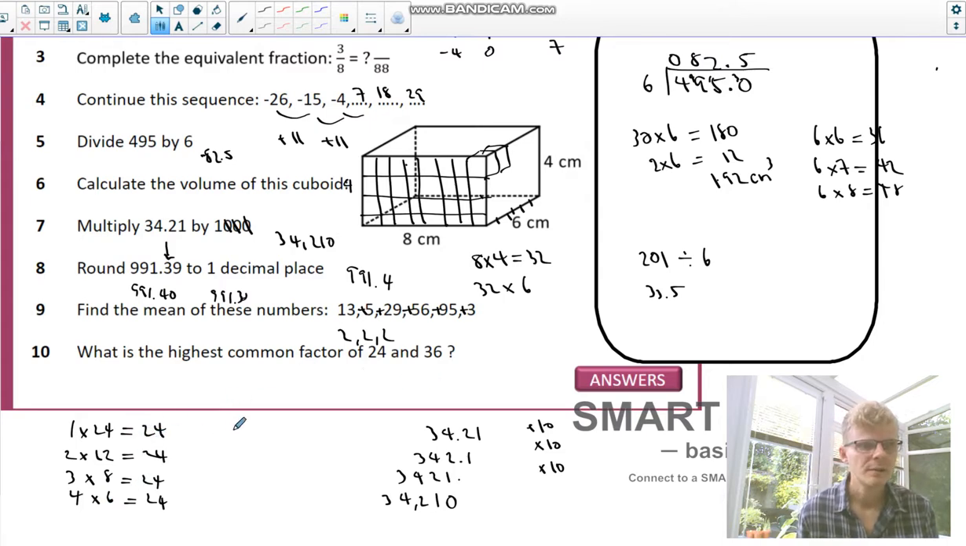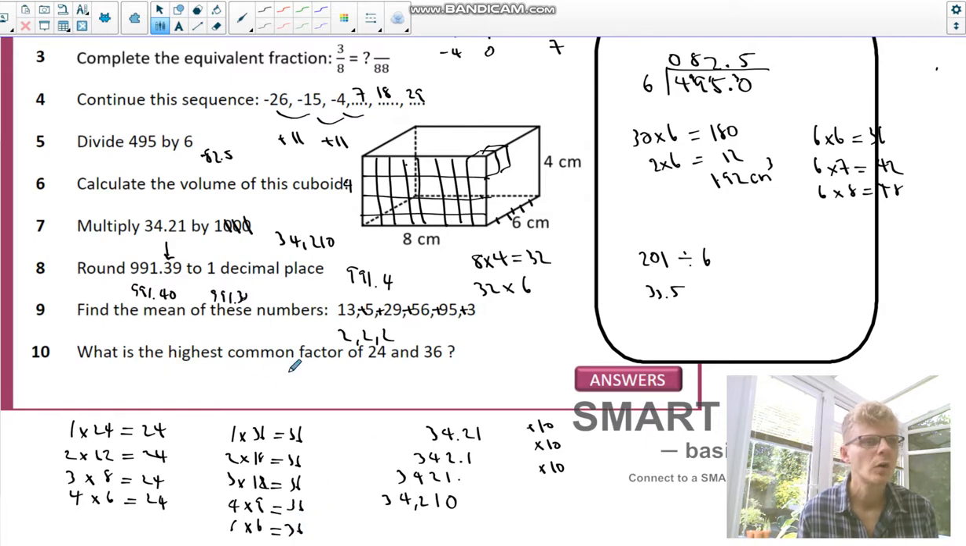For 36, if we do our factors, we've got 1 times 36. We've got 2 and 18. We've got 3 and 12. We've got 4 and 9. 5 doesn't go in, and then we've got 6 and 6. So here we have a double factor, so we just count the 6 once. Okay, so there are our factors.